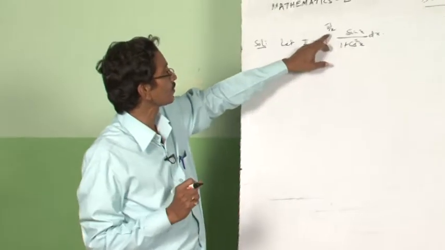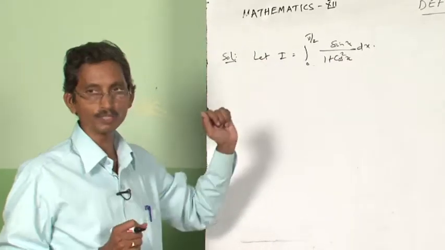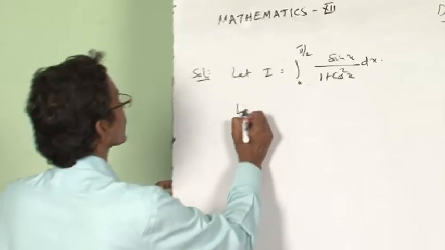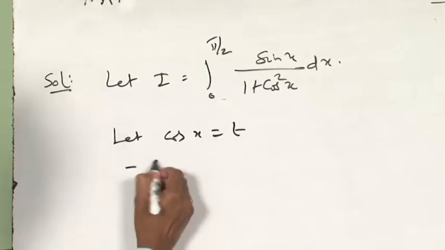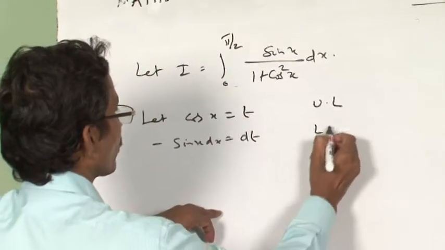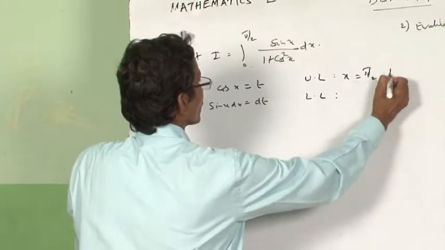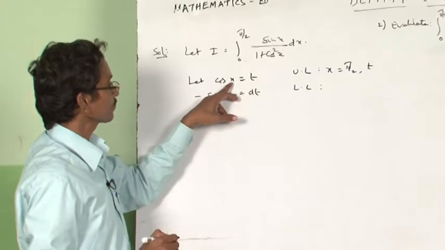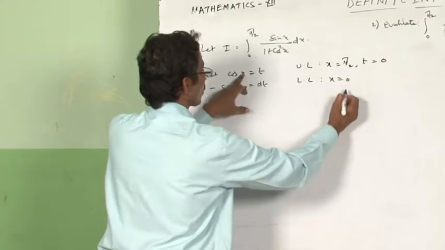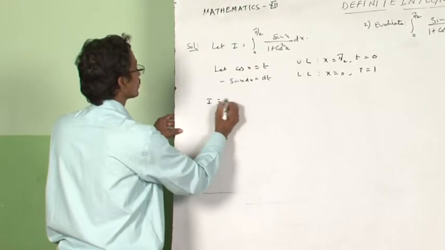So, let I is equal to the integral from 0 to pi by 2 of sin x dx by 1 plus cos square x. I will solve this question using the substitution method. Afterwards, I will use properties of definite integrals in this question. See here. Let cos x is equal to t, so minus sin x dx is equal to dt. Applying limits, upper limit and lower limit. Upper limit x is equal to pi by 2. So, what is t? Put x as pi by 2, cos pi by 2 is 0. So, t is 0. Next, x is equal to 0, cos 0 is equal to 1. So, t becomes 1.